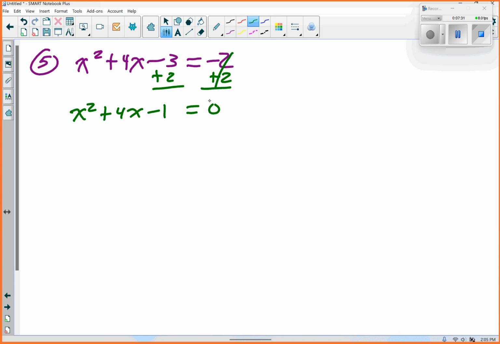Now I'm ready for the ABCs. A equals, B equals, C equals. What's A? 1. B? 4. C? -1. Because I have to modify it, right? So basically, once you modify it, forget about that first problem. Okay?